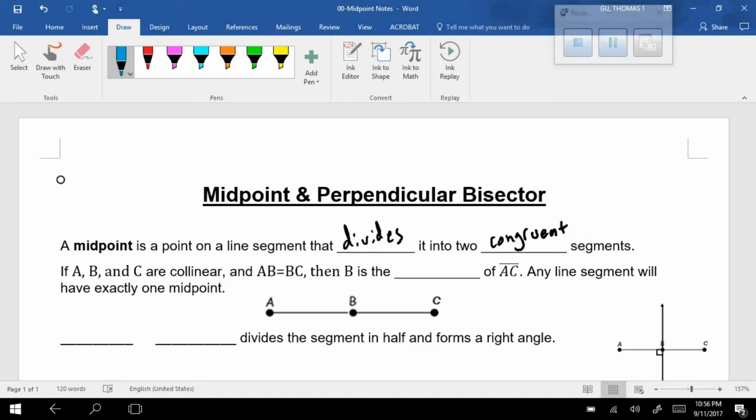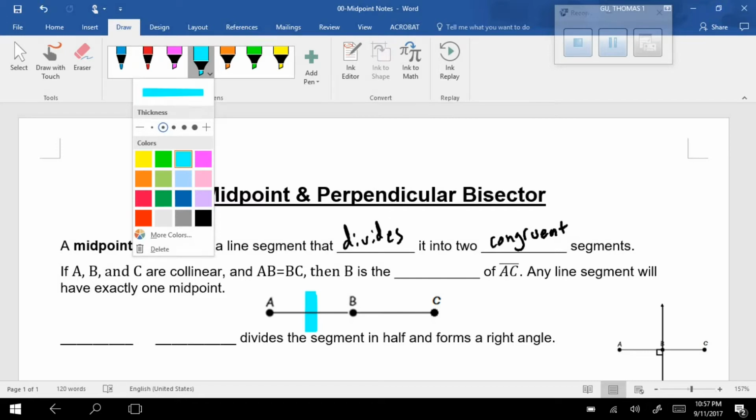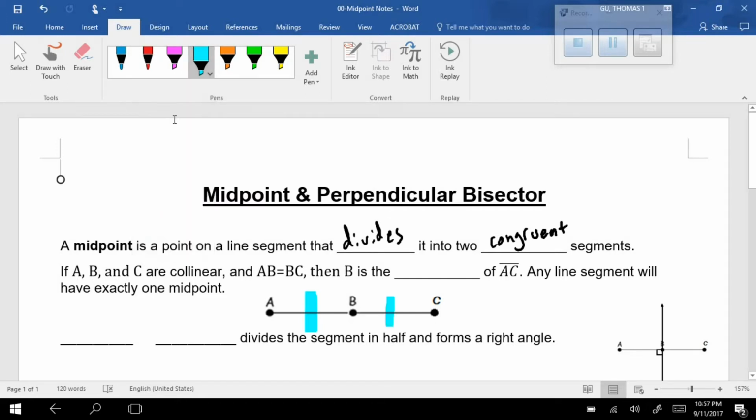If A, B, and C are collinear, what does collinear mean, guys? It means when it's on the same line. And AB equals BC. So look at our picture here. AB is congruent to BC. We're gonna put those lines in there like that. Then B is the, what do you think goes in the blank? That's right, midpoint of AC.